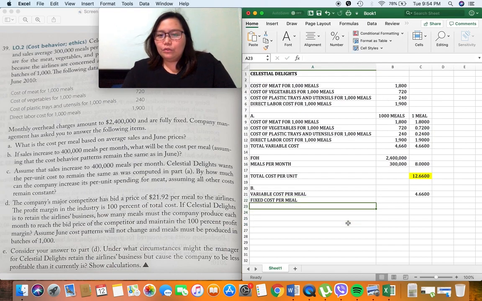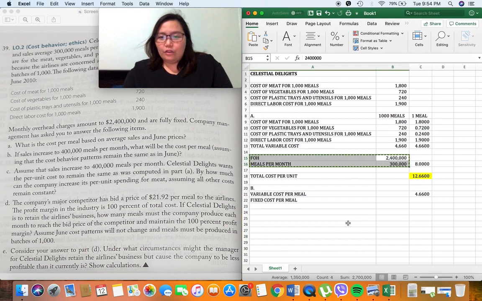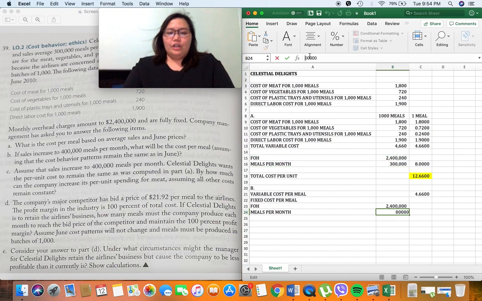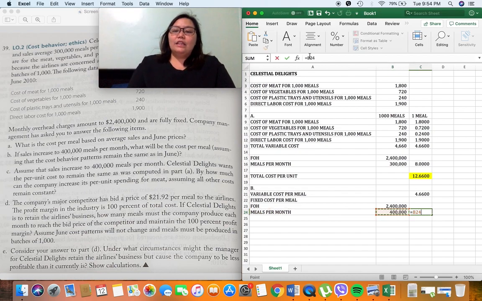So what we're going to do here is divide the factory overhead of 2.4 million. I'll just copy this here so you can see it better. So, 2.4 million, instead of dividing this by 300,000, we will divide this by 400,000. Because as the level of activity increases, there are more meals shouldering the fixed factory overhead cost.